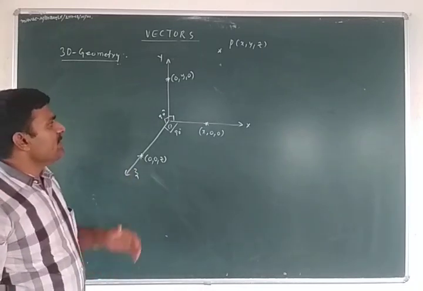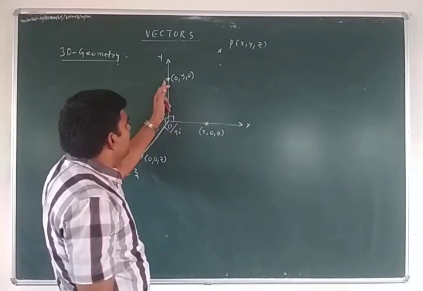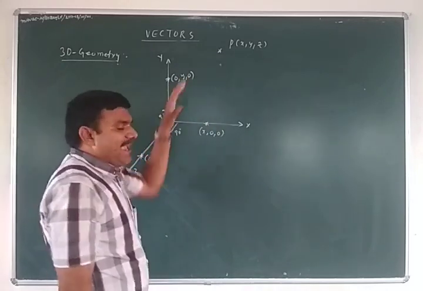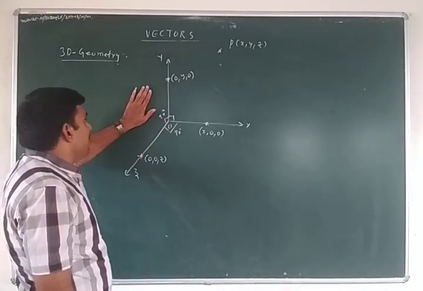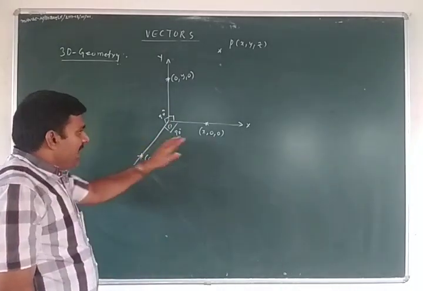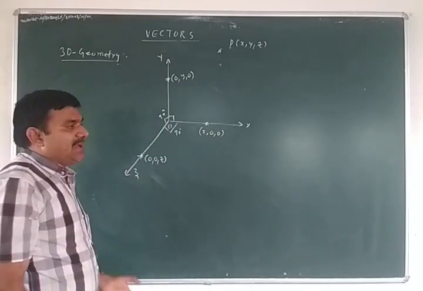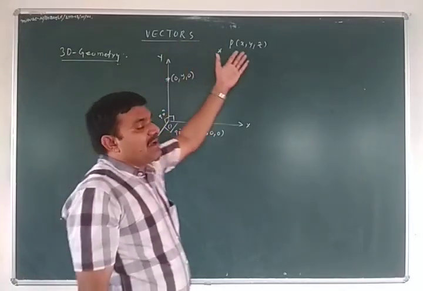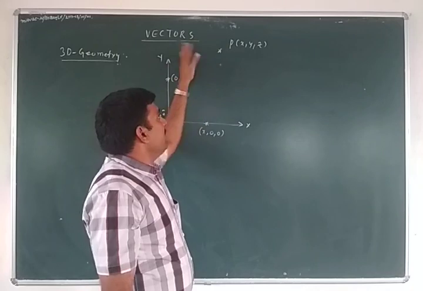Here I have some planes also. This part is called the xy plane, this plane is called the yz plane, and this plane is called the xz plane. So three planes are there. And a point in space can also have other values, outside of these, except here.